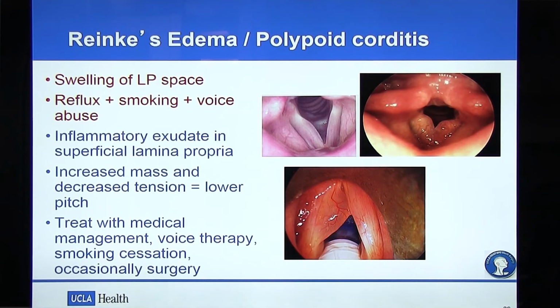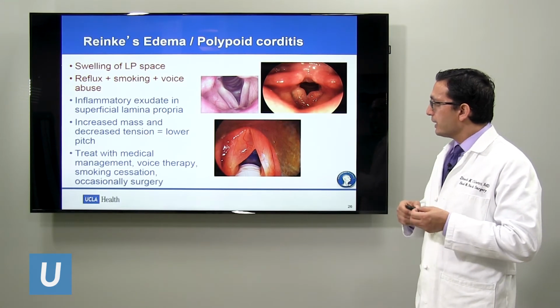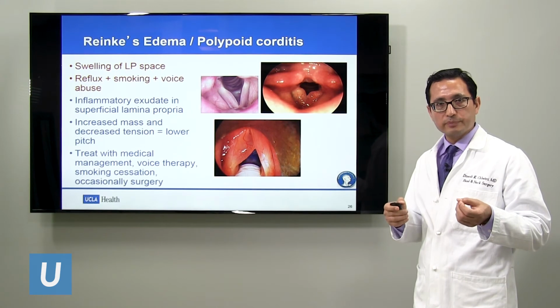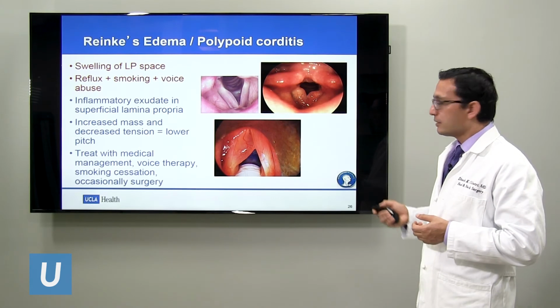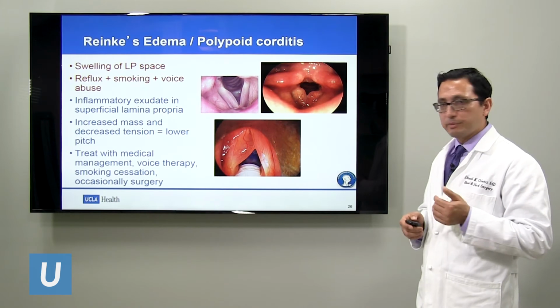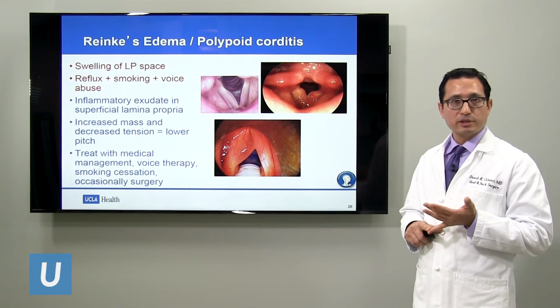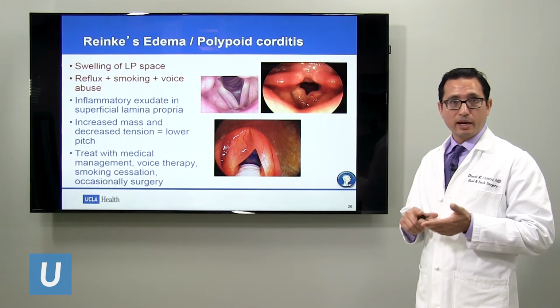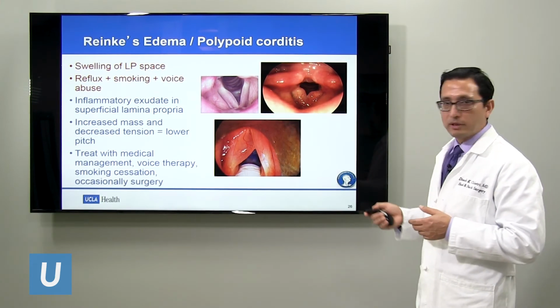And when we perform surgery on them, what we find is some inflammatory material in it. Because the polyp causes increase in mass of the vocal fold and also reduction in tension, in patients with Reinke's edema and polypoid chorditis, there is a lowering of the pitch of the voice. The treatment again is with medical management, especially if there is smoking involved. Smoking cessation is key. Treating the reflux and the voice abuse. And occasionally we do need to do surgery to remove a very large growth like this.